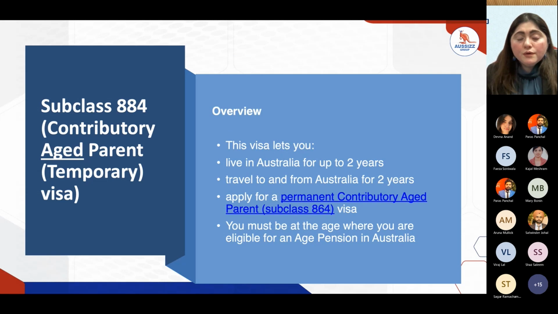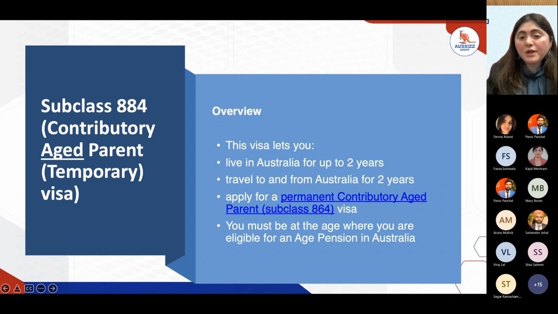The 884, which is the contributory aged parent visa, it's a temporary visa. So the aged visa have got two different categories. One is a temporary and one is a permanent. Contributory parent visa, that you're giving money to the department and it's got less processing time. So you can live in Australia. It gives you a bridging visa. You can continue to stay in Australia while the visa is being processed.